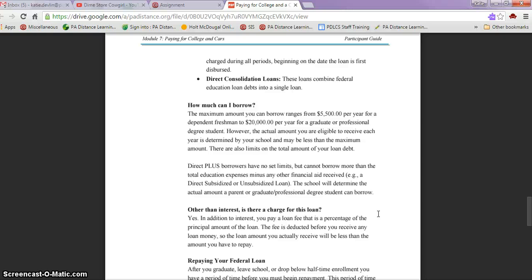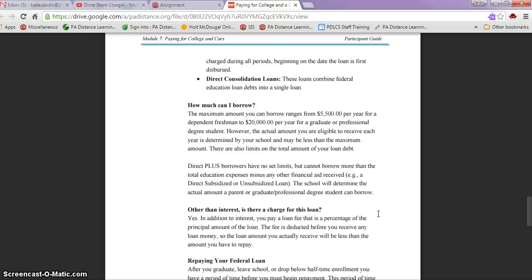How much can I borrow? The maximum amount you can borrow ranges from $5,500 a year for a dependent freshman to $20,000 per year for a graduate or professional degree student. However, the actual amount you are able to receive each year is determined by your school and may be less than the maximum amount. There are also limits on the total amount of your loan debt. Direct PLUS borrowers have no set limits, but cannot borrow more than the total education expenses minus any other financial aid received. The school will determine the actual amount a parent or a graduate or professional student can borrow.